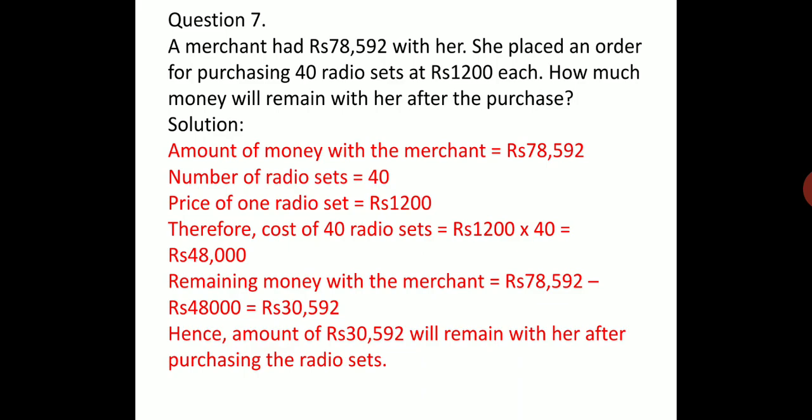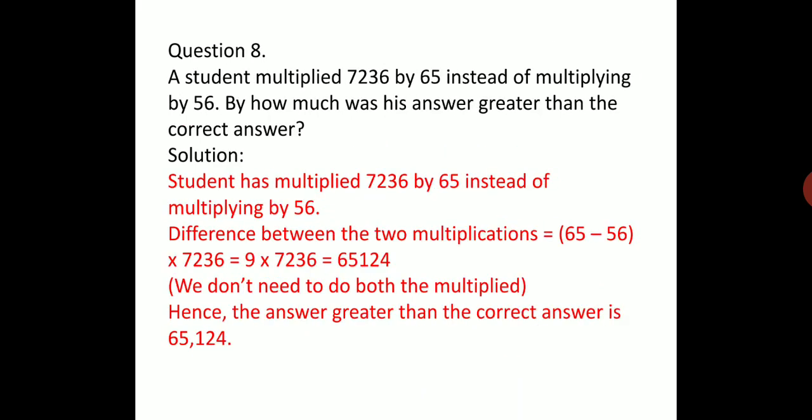Now question number 8. A student multiplied 7236 by 65 instead of multiplying by 56. So in the first statement, please try to understand, the right number to be multiplied was 56, but by mistake it was multiplied by 65. By how much was the answer greater? Greater means more than the correct answer. So the student multiplied 7236 by 65 instead of multiplying by 56.